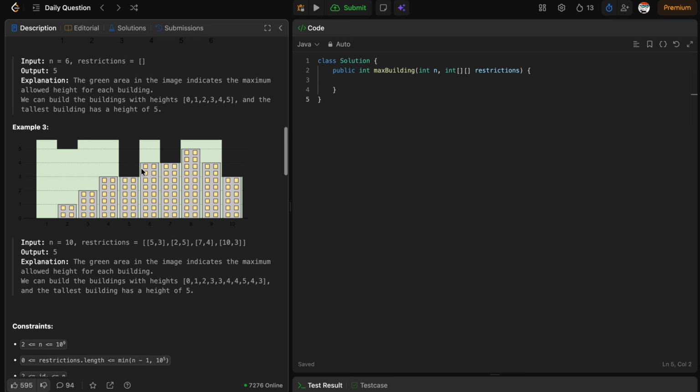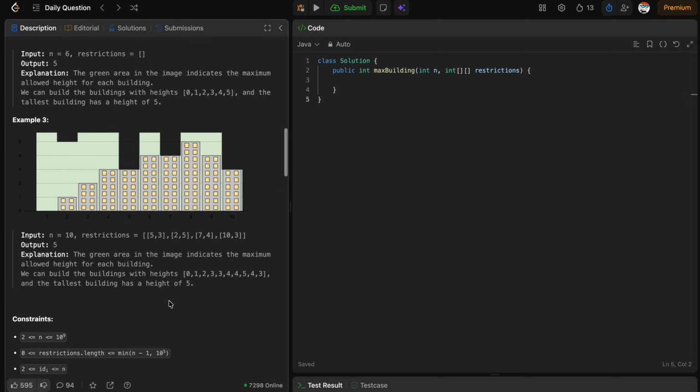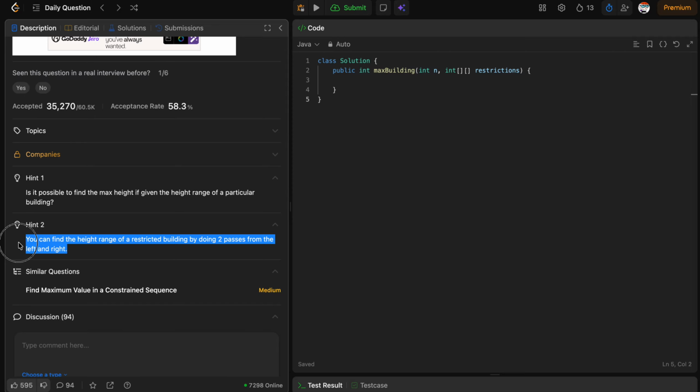So from this we get to know that it does not only depend on the forward direction, it also depends on the restrictions in the backward direction as well. You got that? So it cannot be solved in only one direction. We also need to know about the backward direction. So we need two passes. This is also indicated here: you can find the height range in the restrictions by doing two passes, from left to right and right to left.